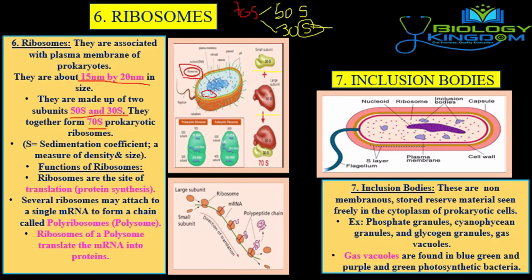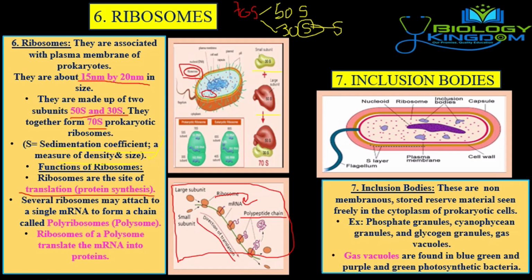So S here is nothing but the Svedberg unit, or we can also call it the sedimentation coefficient, which is a measure of density and size. Now moving on to the functions, these ribosomes are very important for the translation process, that is protein synthesis. If we observe this second picture, the larger subunits as well as the smaller subunits get attached to the mRNA, which is transcribed, and these are again attached to a polypeptide chain, and the process written here is direct translation.